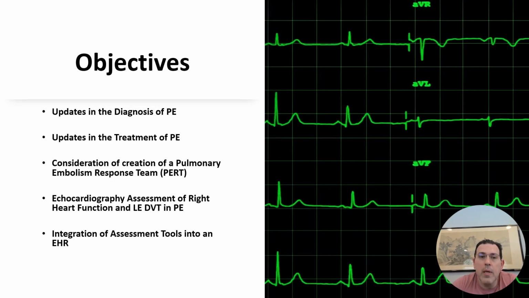The objectives of the talk: I will present the updates in the diagnosis of pulmonary embolism as well as treatments. Then I'll talk about what is happening at larger academic centers, where they are creating what are called PERTs, pulmonary embolism response teams, and what their roles would look like. A large part of their role is the immediate assessment of patients with the use of echocardiography to look at the right ventricle, as well as lower extremity DVT assessment. We'll also talk about some of the assessment tools available to help you decide where patients fit in terms of the treatment algorithms that I'll talk about.